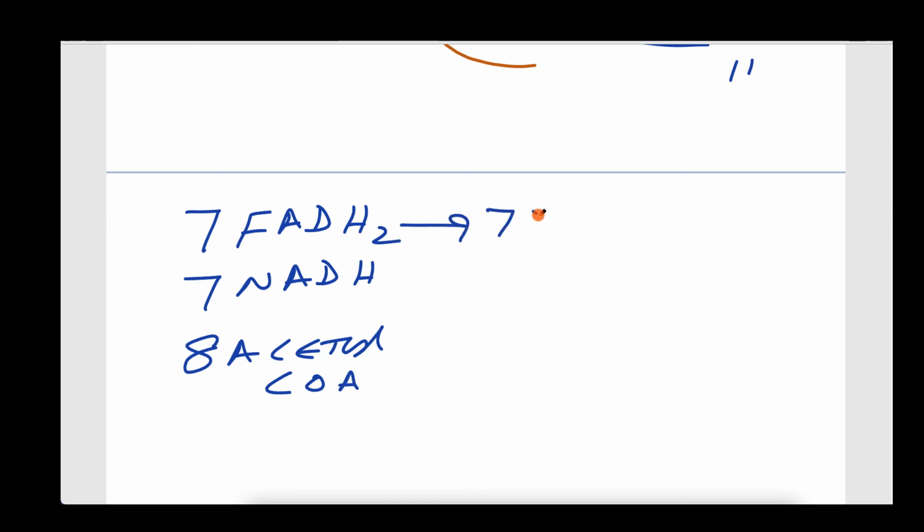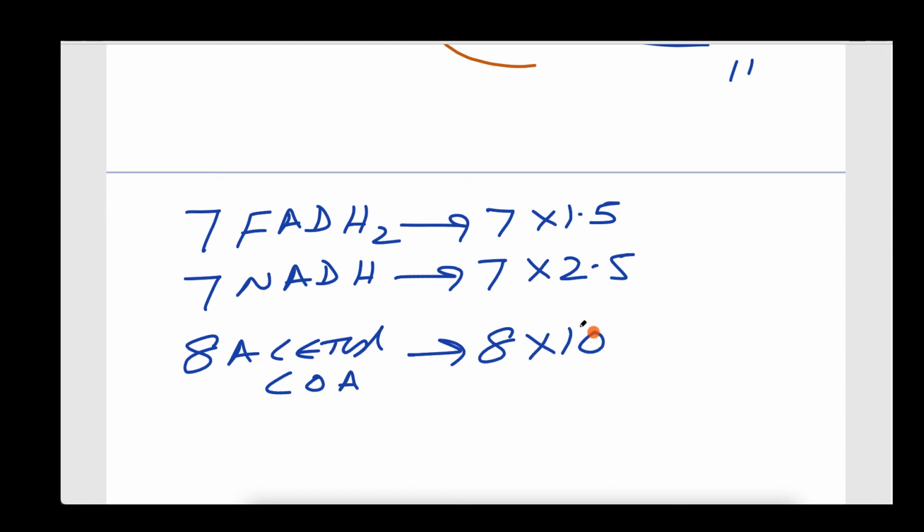Here it is 7 into 1.5. Here it is 7 into 2.5. Here, each one 8 into 10 leads to ATP. So 10.5, 17.5, okay, then 80.